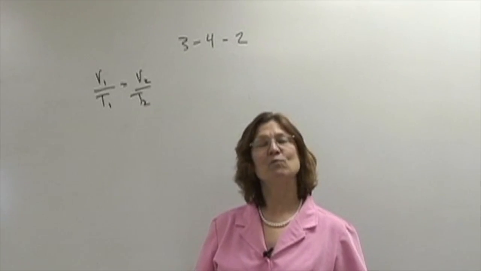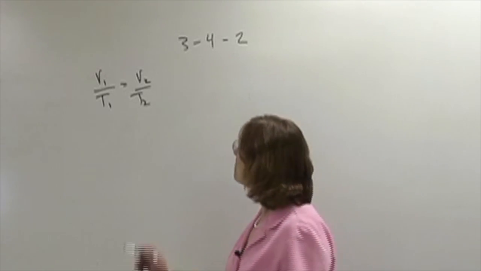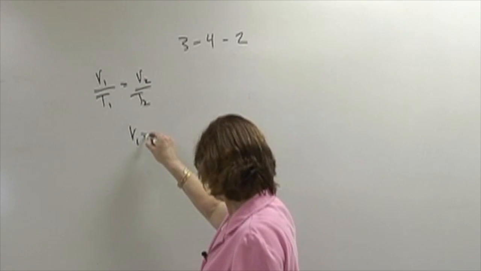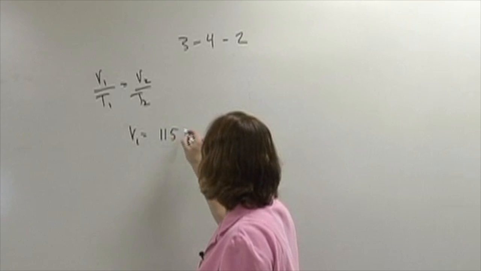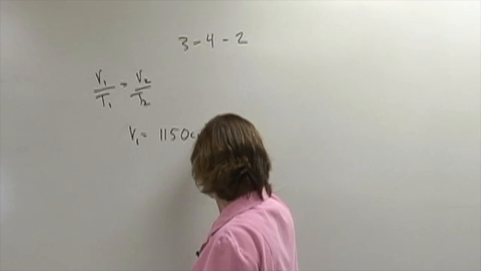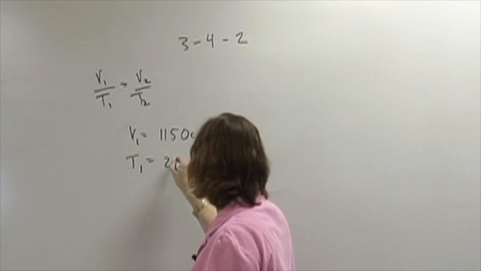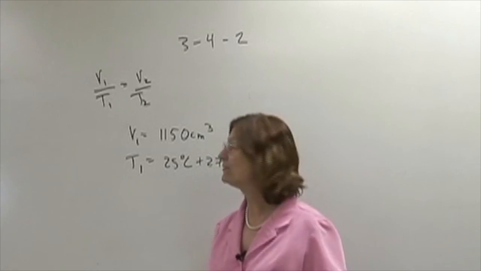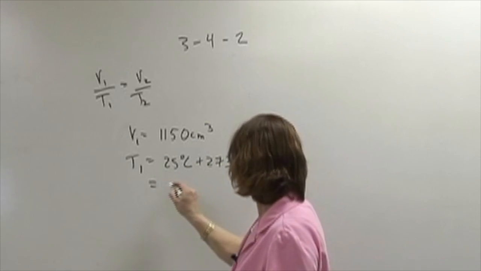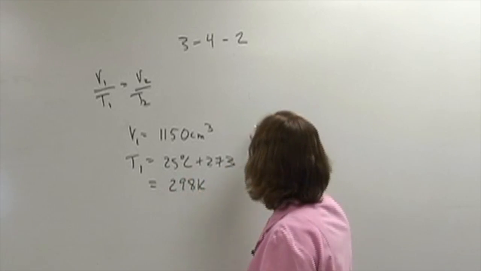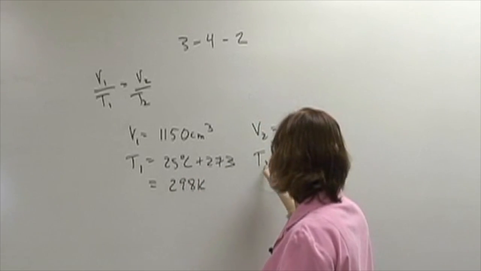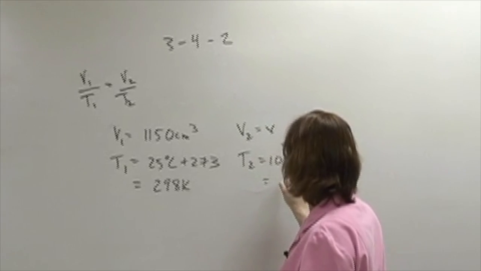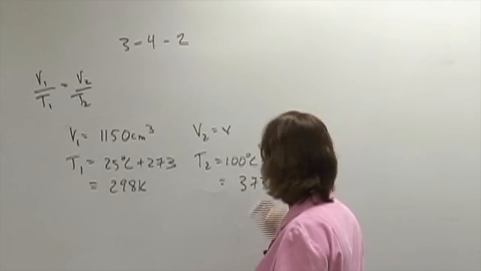So let's do problem number 1 on worksheet A. Well, my Charles' Law is written here. Now, my V1 given in the problem is 1,150 centimeters cubed. And my T1 is 25 degrees Celsius plus 273, because I always must be in Kelvin. And therefore my T1 is equal to 298 Kelvin. My V2 is my unknown, and my T2 is 100 degrees Celsius, and I must change that to Kelvin, and therefore that is 373 Kelvin.